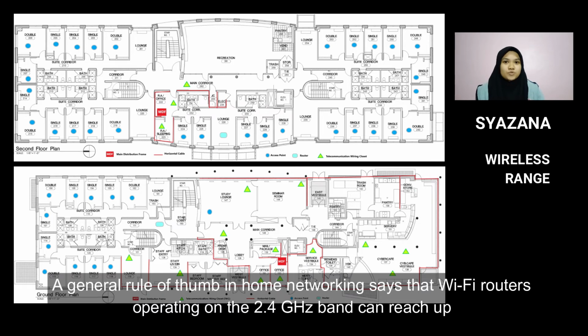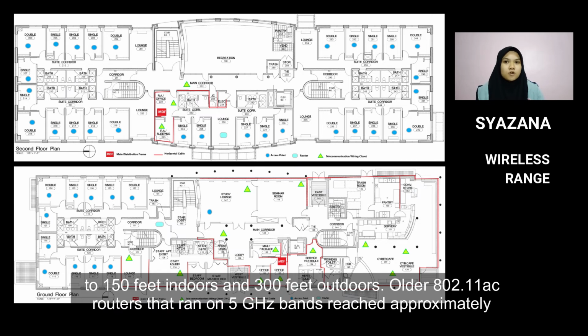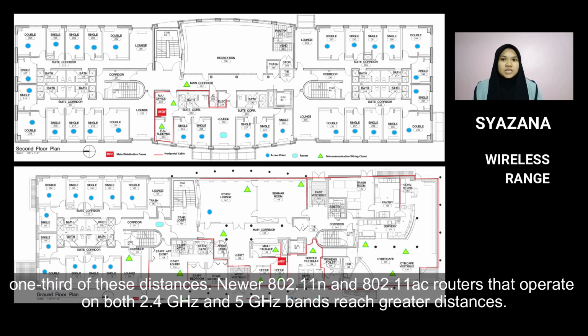A general rule of thumb in home networking says that Wi-Fi routers operating on the 2.4 GHz band can reach up to 150 feet indoors and 300 feet outdoors. Although 802.11 AC routers that run on 5 GHz bands reach approximately one-third of this distance.